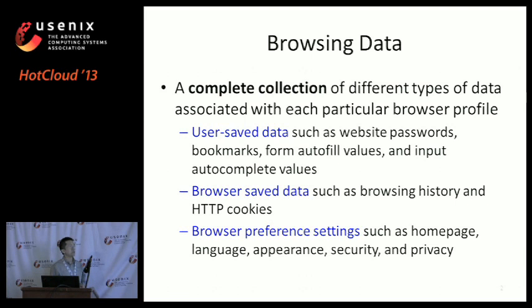The first category will be user-saved data. For example, the passwords for different websites, and the bookmarks, autofill, and autocomplete values for different forms. The second category could be the browser-saved data, for example, the browsing history and the HTTP cookies. Basically, browsers will save those data coming from different websites automatically on behalf of us. The third category will be the browser preference settings, such as homepage, language, appearance, security, and the privacy settings.